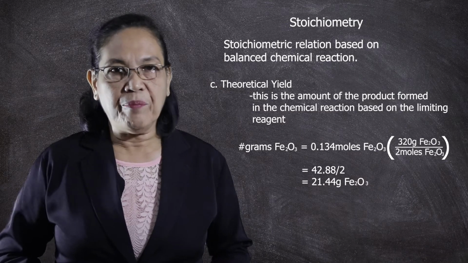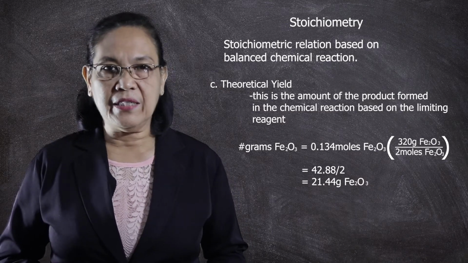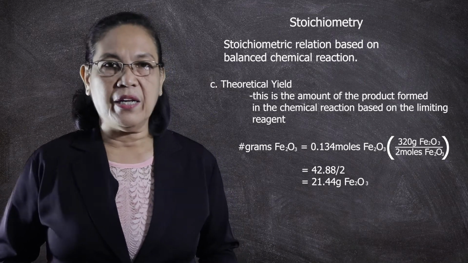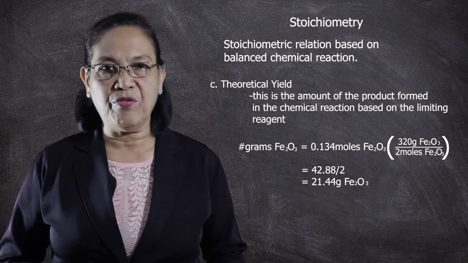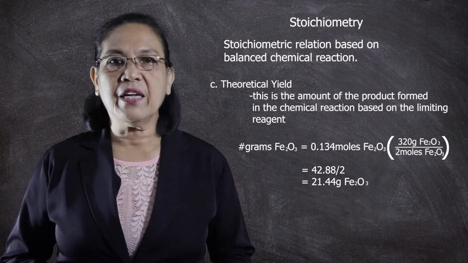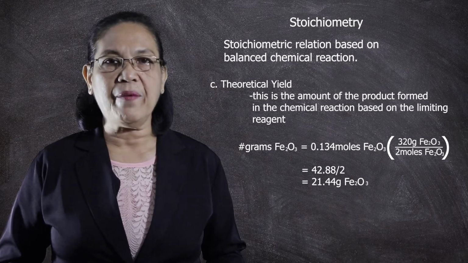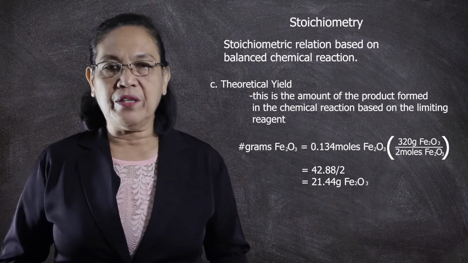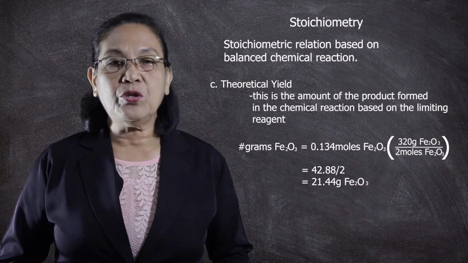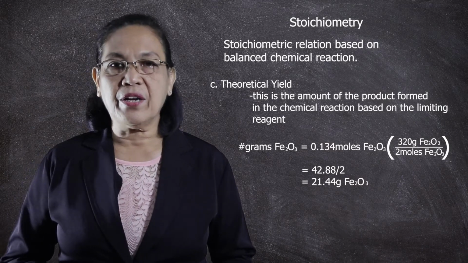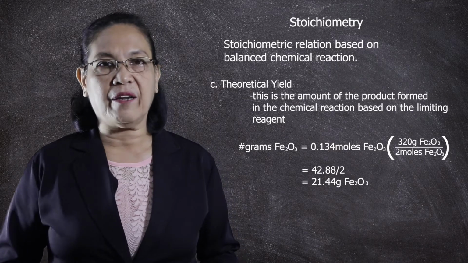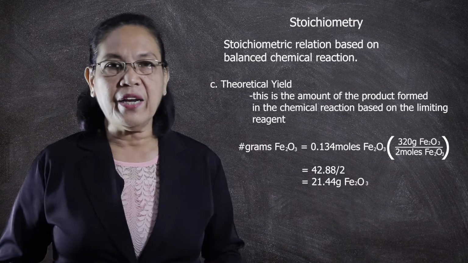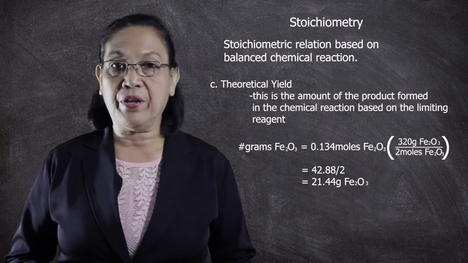So in computing the theoretical yield, the number of grams theoretical yield equals 0.134 moles ferric oxide times 320 grams of ferric oxide divided by 2 moles of ferric oxide. So the result is 21.44 grams of ferric oxide. So that is the number of grams of the desired product, which we call our theoretical yield.